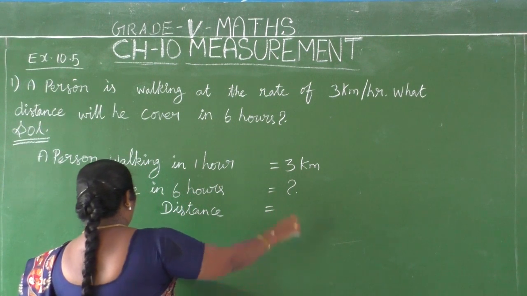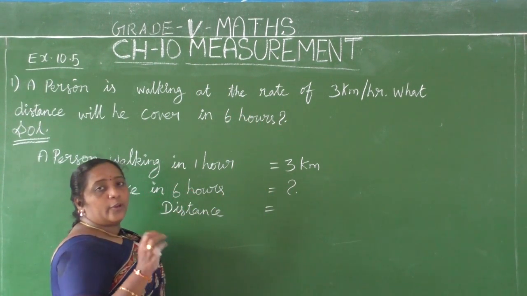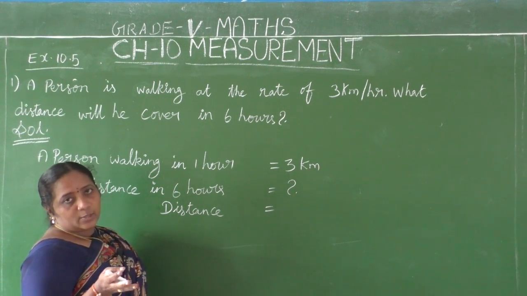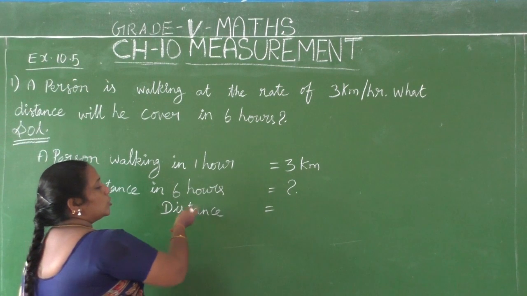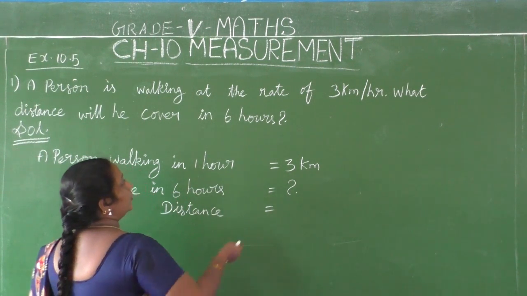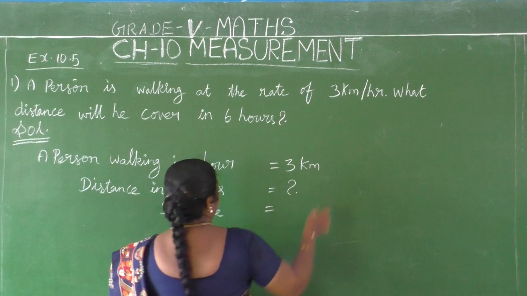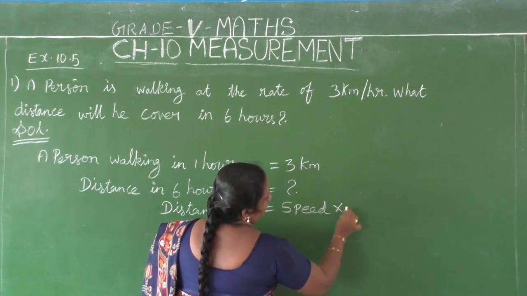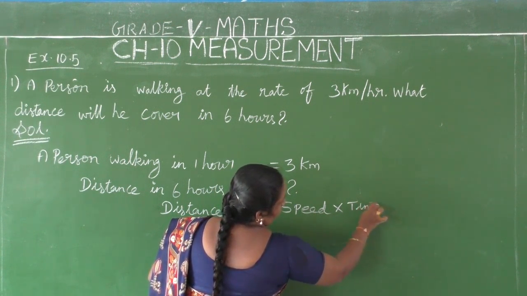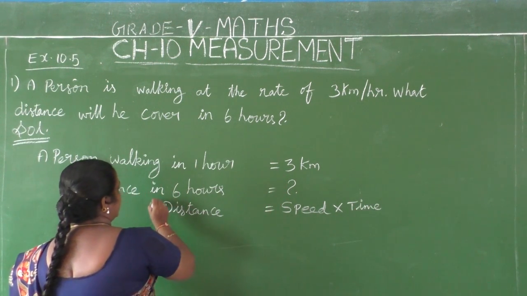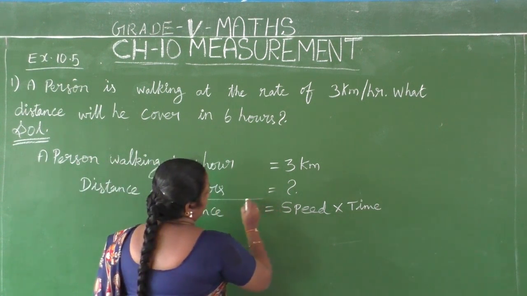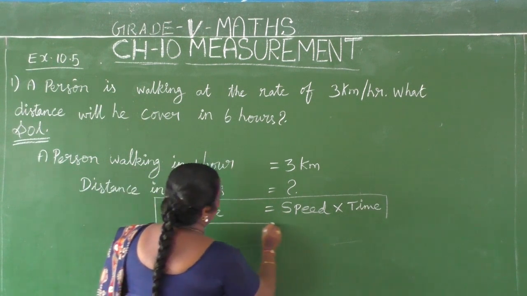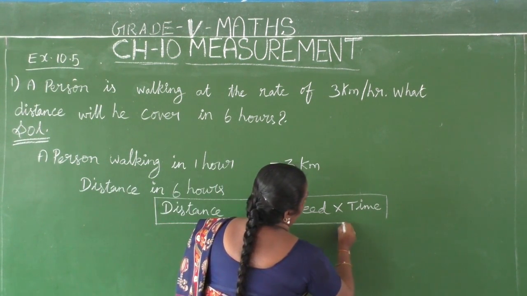What is the distance formula? You have to memorize the 3 formulas: distance formula, speed formula and time formula also. Distance formula means you have to multiply the speed and the time. This is the formula for distance. I am boxing that formula.